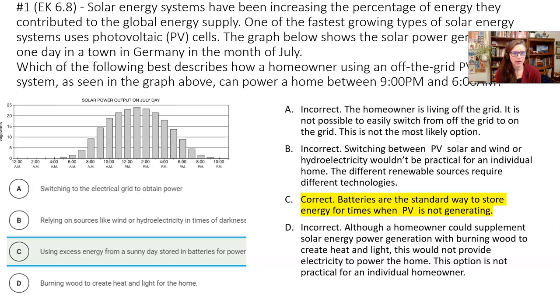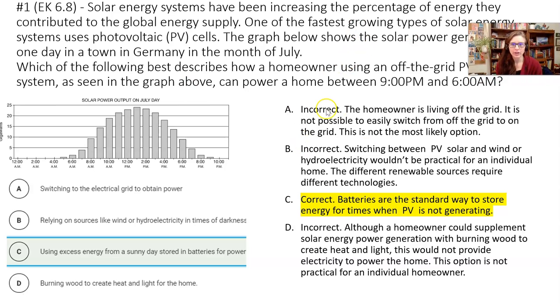So here we have this graph looking at the solar power output of July in Germany. And the question is, which of the following describes how a homeowner using an off-grid PV solar system, as seen in the graph, can power the home between 9 p.m. and 6 a.m.? Well, here you just got to watch out. This is already telling you it's off the grid. So the first one, switching to the electrical grid is not an option.